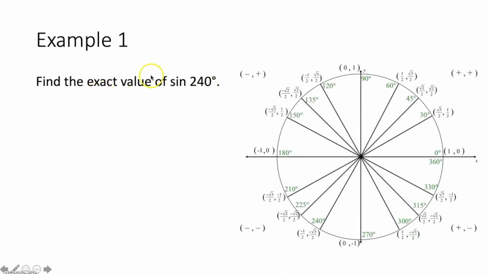Example time. Now example 1 says find the exact value of sine of 240 degrees. So because 240 degrees is a multiple of 30 degrees, we can actually use the unit circle in order to find the exact value of the sine of 240 degrees.